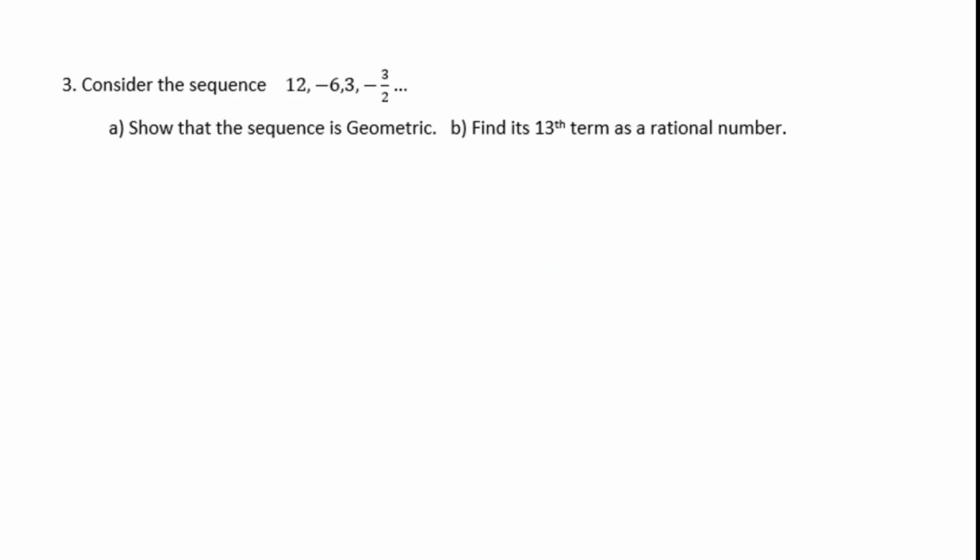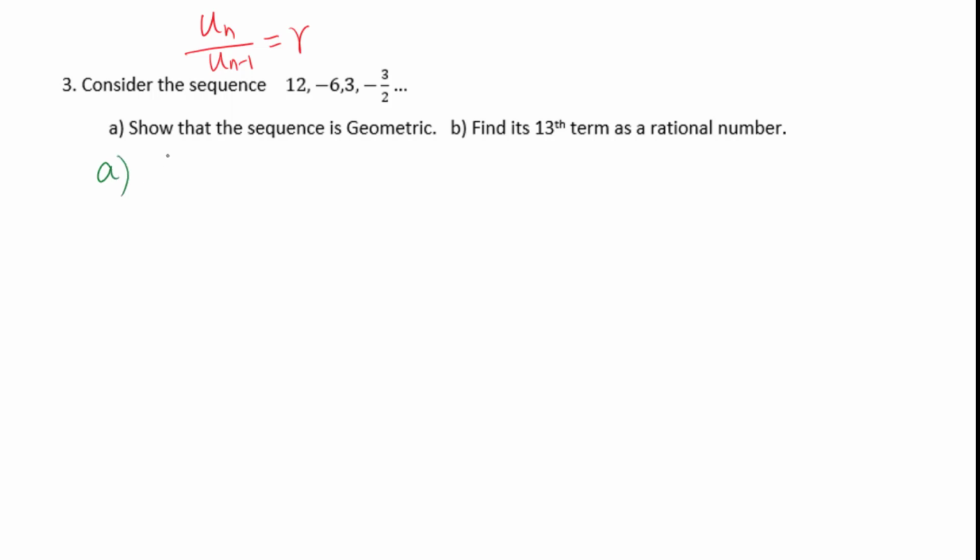Let's go to number 3. Consider the sequence 12, negative 6, 3, negative 3 over 2. Show that the sequence is a geometric sequence. According to the definition, as long as we can show uₙ over uₙ₋₁ equals a constant number r, then this sequence is a geometric sequence.